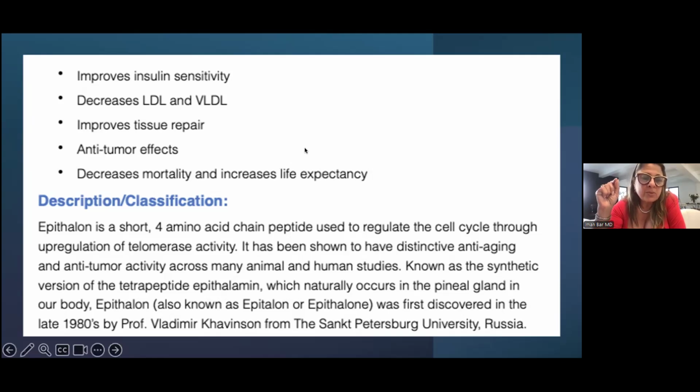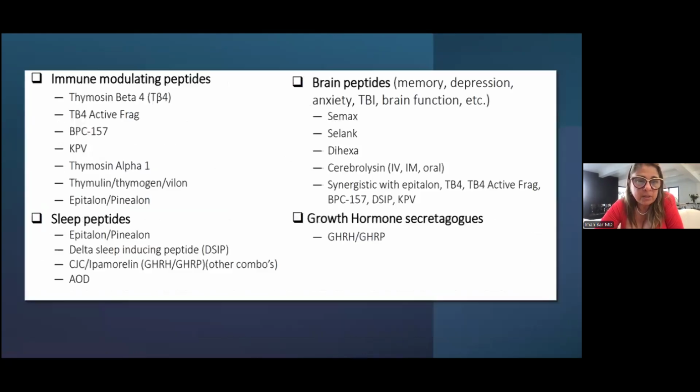So epitalon is one of those very short amino acid chains. That's why it qualifies to be a regular bioregulator, right? So 1, 2, 3, 4 amino acid molecules are bioregulators, and it regulates the cell cycle because it goes down to the DNA level, right, to the DNA. And as a synthetic tetrapeptide, that's what it is, and it comes from the pineal gland. We talked about that, discovered by the Russians.